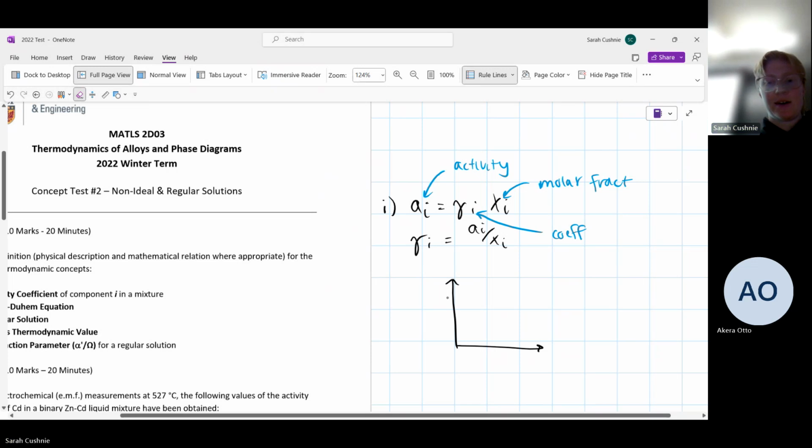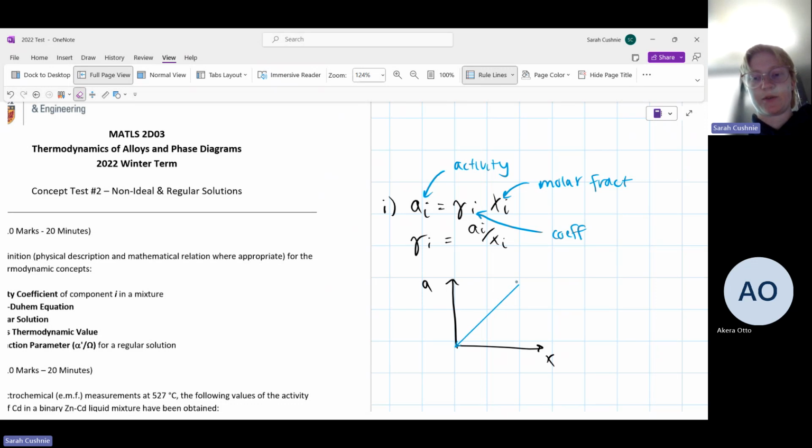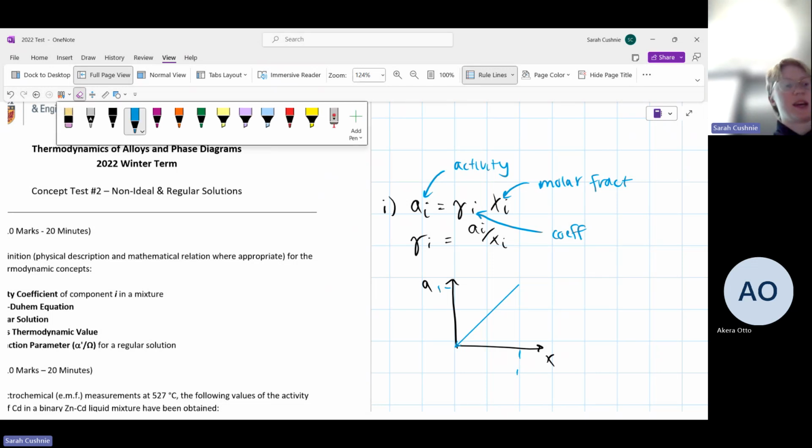We have activity, molar fraction, whatever. It's just like a nice little straight line with slope of 1. It goes from 0 to 1 on both axes. And this is what all nice little mixtures do, right? If you add a certain amount of a substance, it's going to behave like that amount of that substance, and it's going to have that level of reactivity in the mixture. But sometimes that's not always the case.